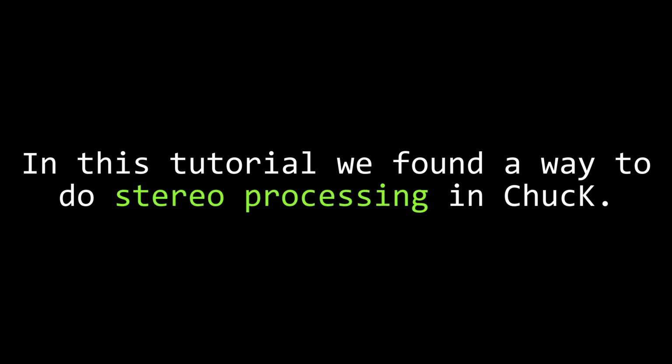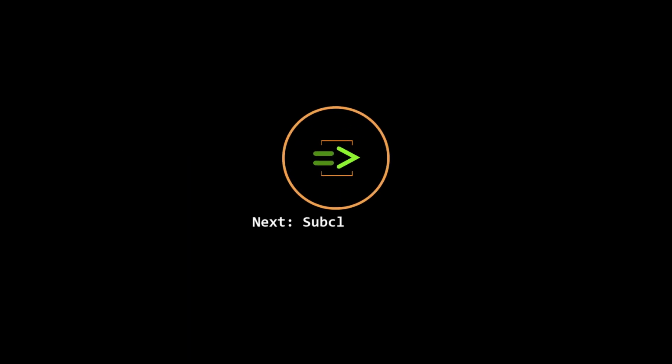In this tutorial, we talked about how to use arrays to allow for stereo processing in ChucK. In our next tutorial, we'll talk about subclasses and inheritance, unless I think of something else to do first.